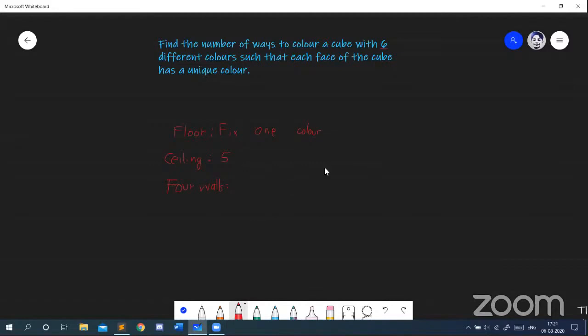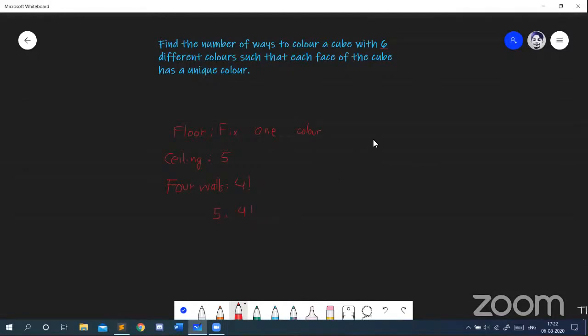And now this is just a circular permutation. And therefore you can color it actually not in 4 factorial, but in fact, actually no, sorry, it is actually 4 factorial, because we fixed the floor and the ceiling, and that's why it's that way. So the answer we ultimately get is 5 times 4 factorial, and let me try to explain it once again, just to be clear.